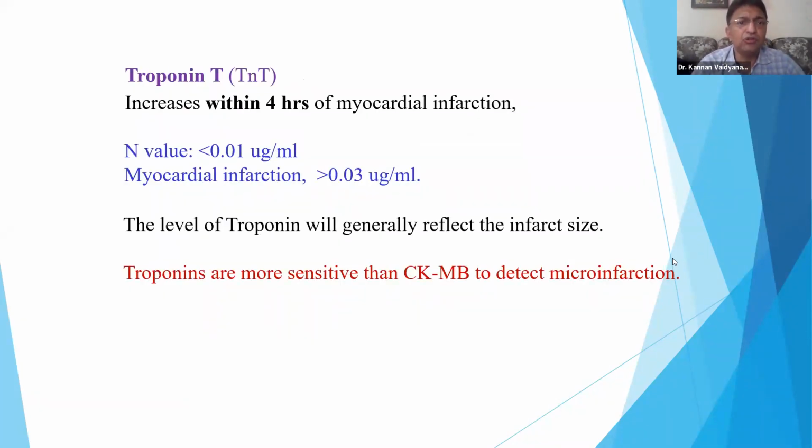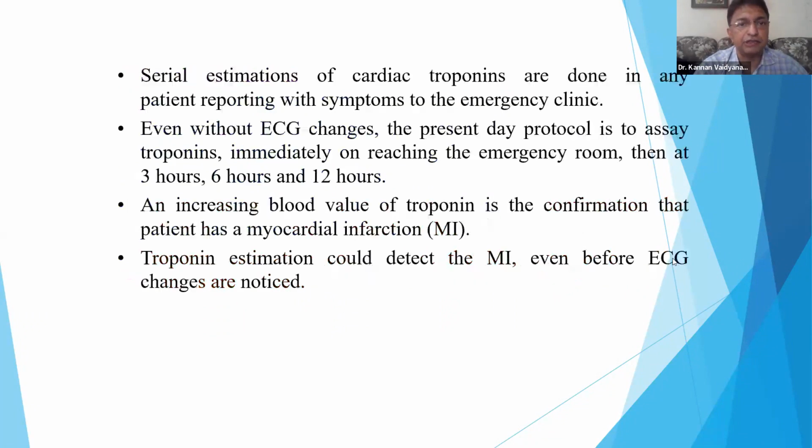Troponin T is also increased within 4 hours of myocardial infarction. The normal level is less than 0.01 microgram per ml, and in myocardial infarction it can increase to more than 0.03 microgram per ml. The level of troponin will generally reflect the infarct size. That is, the higher the increase in troponin T, the larger the size of the infarct. As a general rule, troponins can be considered more sensitive than the second marker I'll be talking about, CKMB, particularly for detecting microinfarctions. Small infarctions are detected more sensitively. That's what is generally believed for myocardial infarction.